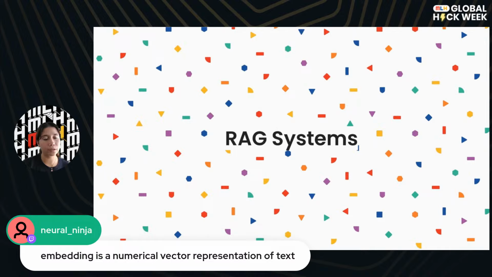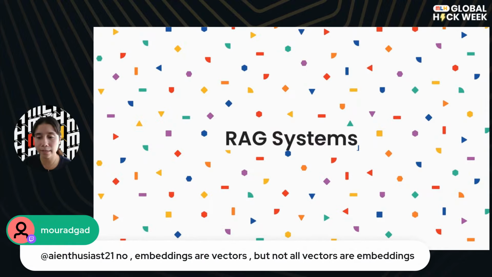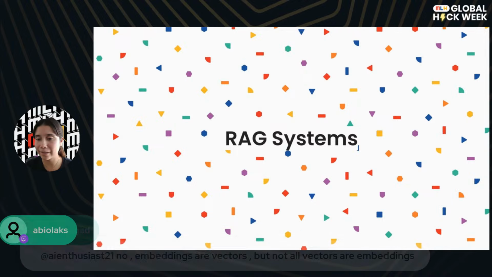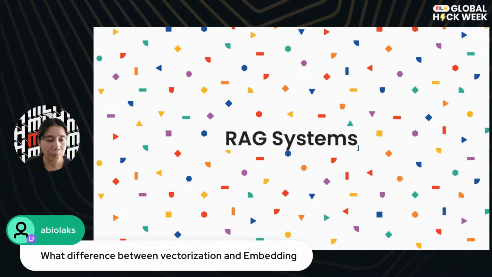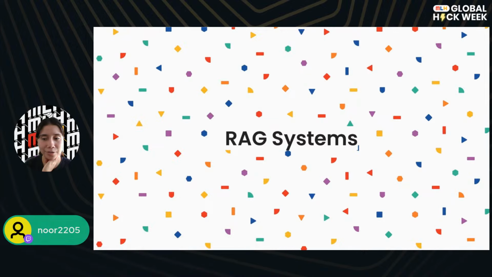Okay, and then we have another comment in here. Embedding is a numerical vector representation of text. That's good. No, embeddings are vectors, but not all vectors are embeddings. Okay, I guess that's also another way of saying it. What's the difference between vectorization and embedding? Oh, that's a nice question. So I would say vectorization is mostly just converting this, and embedding is the number that's inside our vector. Not sure if that answers your question.